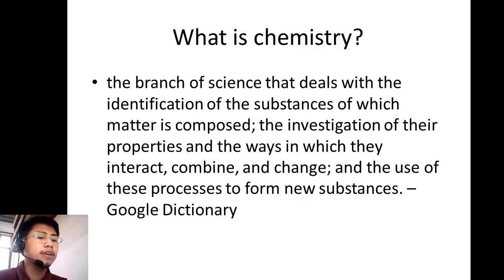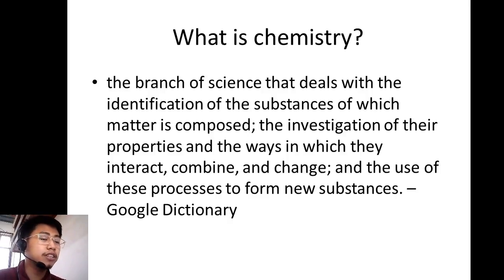What is chemistry? Normally, when we say chemistry, the easiest meaning is that chemistry is the body of science that studies and deals with the properties, reactions, changes, and interaction of matter. So it actually deals with matter itself.